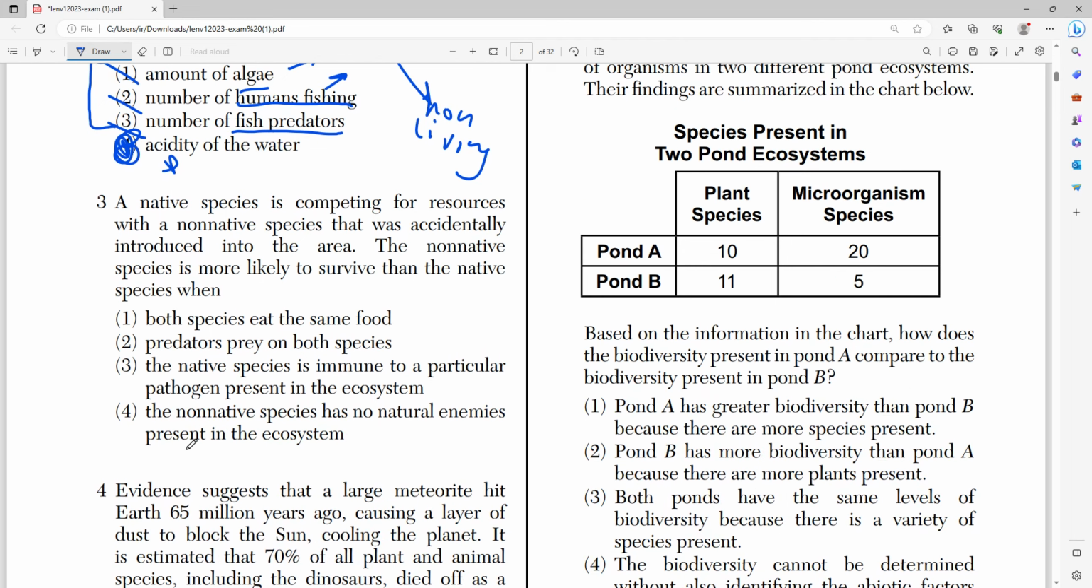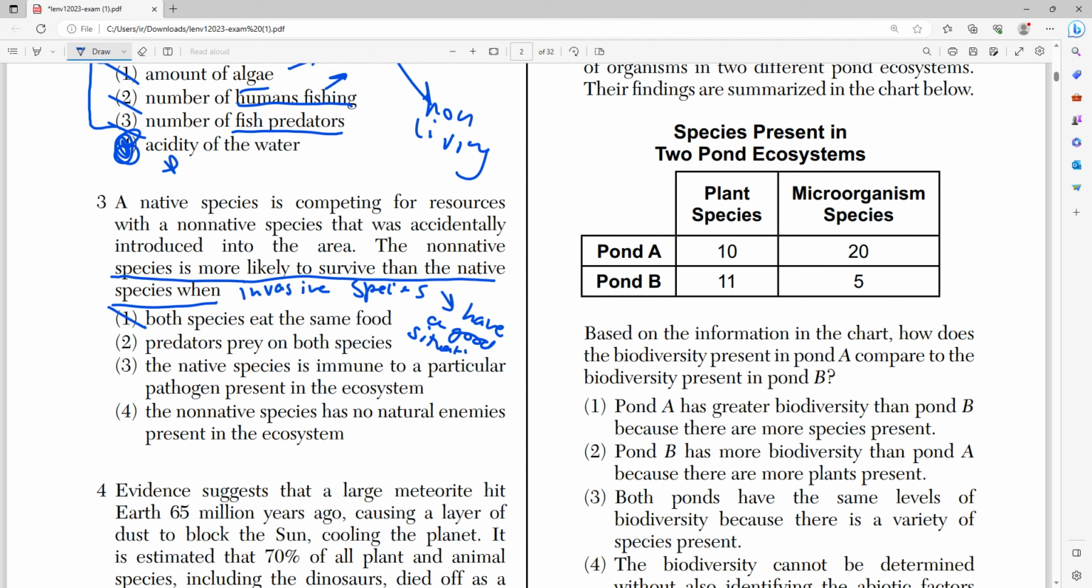Number 3 says, a native species is competing for resources with a non-native species that was accidentally introduced in the area. The non-native species is more likely to survive than the native species when what? This is talking about an invasive species. And all it's asking is, when does the invasive species prosper? When does the invasive species have a good situation? When can it kind of thrive, right?